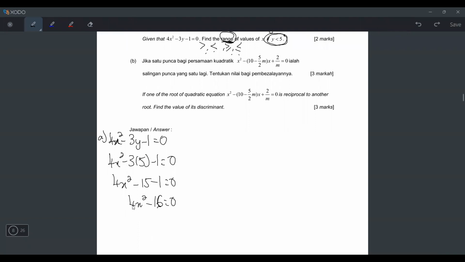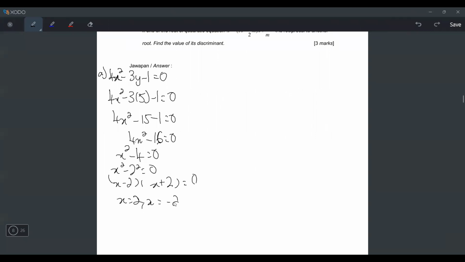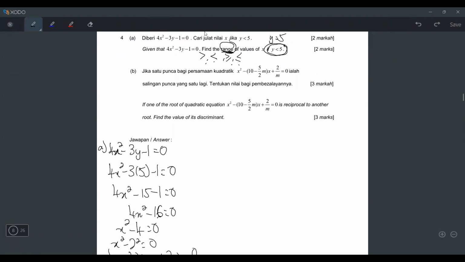First of all, you can simplify 4 and 16. They both can be divided by 4. So divide by 4 is 1, divide by 4 is 4. And then you factorize x squared minus 2 squared equals 0, bracket, bracket, equals 0. And then x minus 2, x plus 2. Therefore, x is equal to 2, x is equal to negative 2, right? But of course, if you do it like this, it's wrong. The reason why it's wrong is because it's not y equals to 5. It's y smaller than 5.